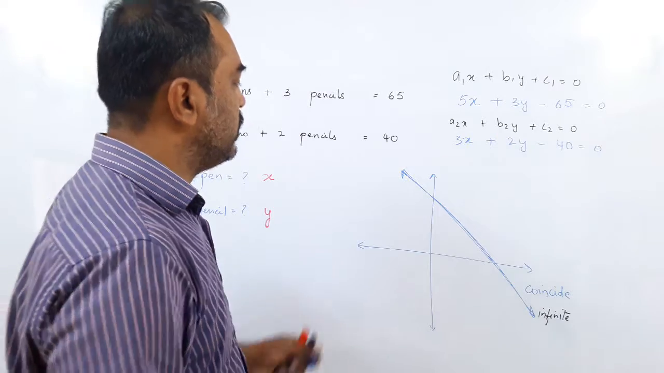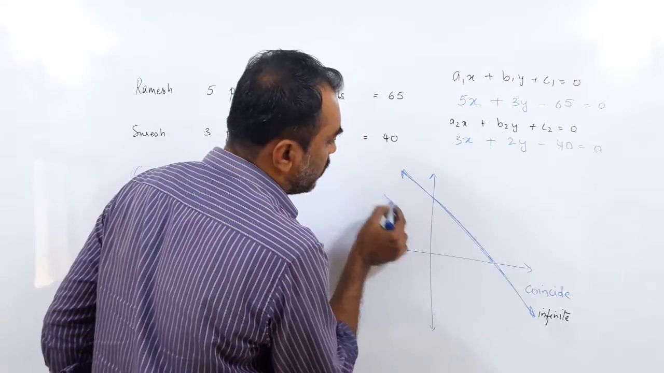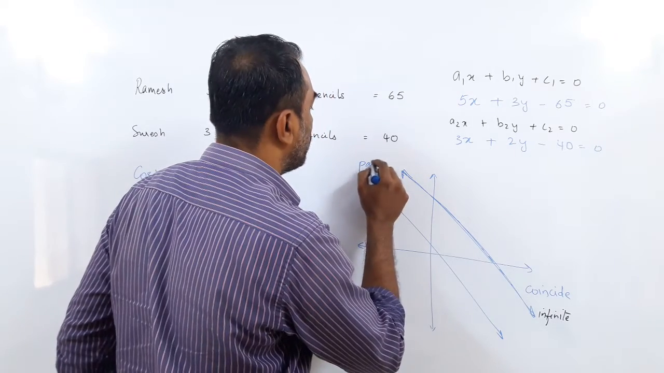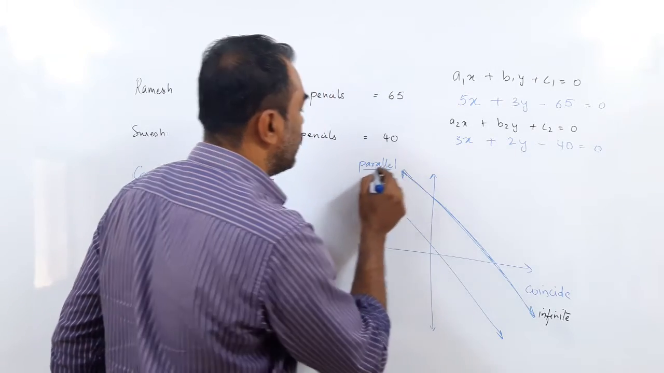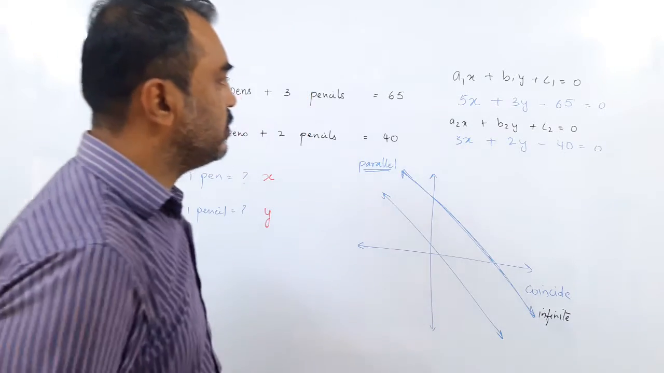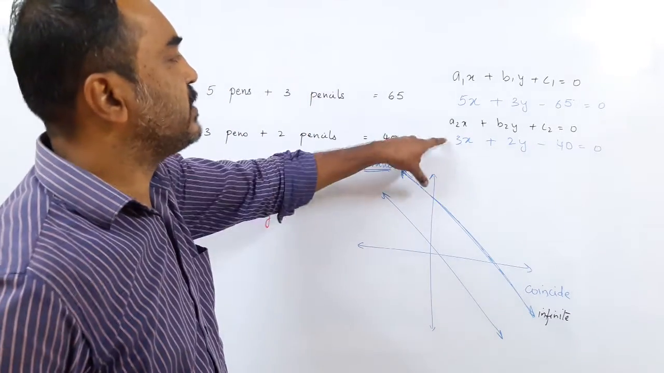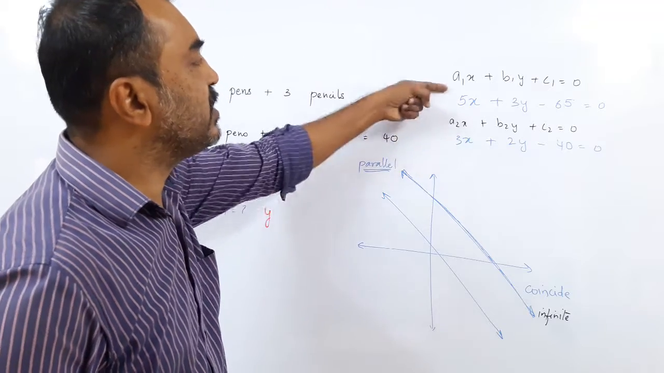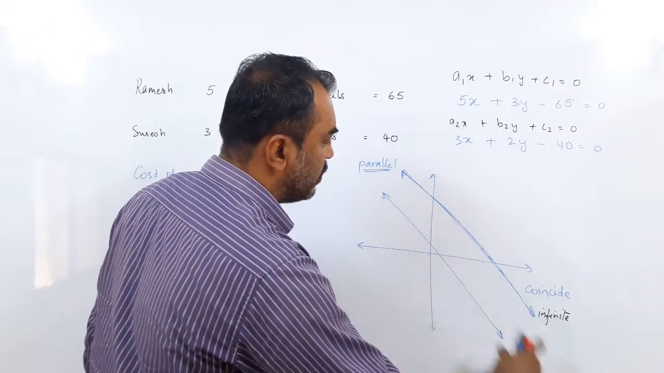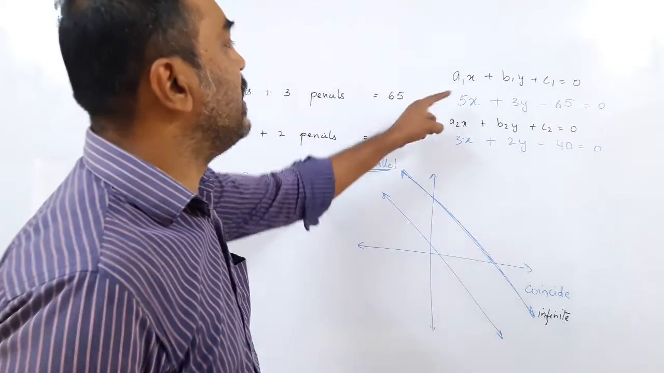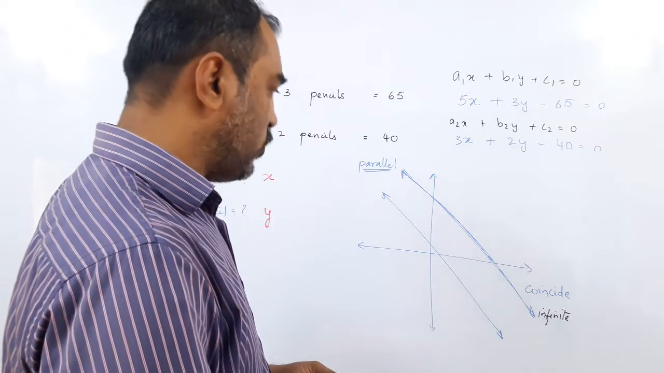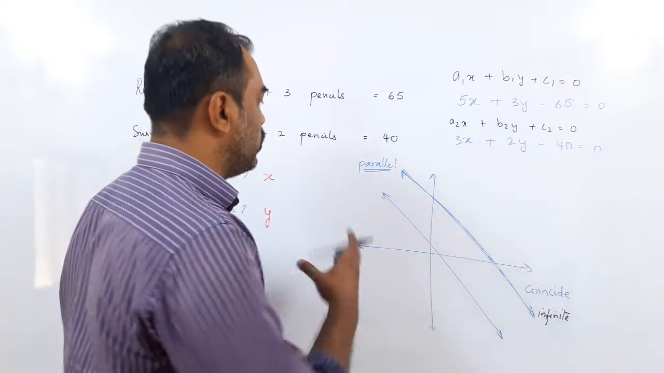It is possible that the second line, when we draw it, makes a parallel line. You can see both these lines are parallel. Parallel lines never intersect. So there will be no value of x and y which will satisfy both these equations. If both the lines are parallel, there will never be any value of x and y together which can solve these equations. So we will say here there are no solutions.